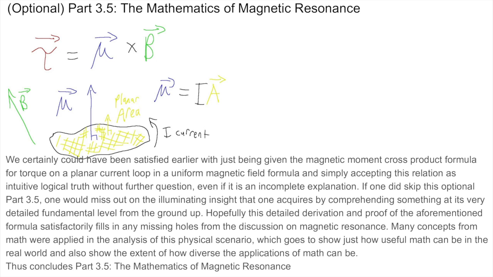Hopefully this detailed derivation and proof of the aforementioned formula satisfactorily fills in any missing holes from the discussion on magnetic resonance. Many concepts from math were applied in the analysis of this physical scenario, which goes to show just how useful math can be in the real world and also show the extent of how diverse the applications of math can be. Thus concludes part 3.5, the mathematics of magnetic resonance.